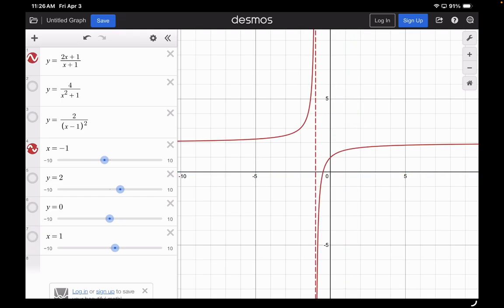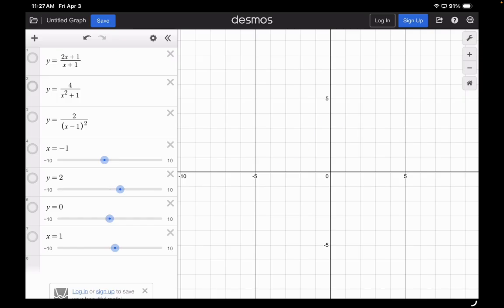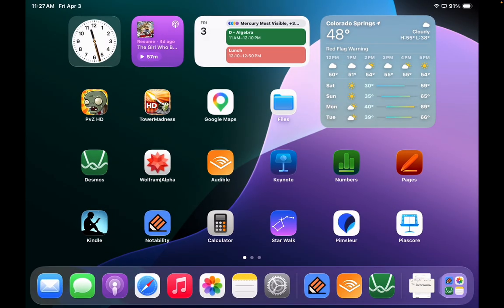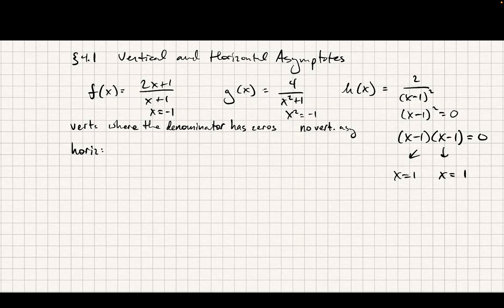It has 2x in the numerator, and it has a horizontal asymptote at y equals 2. And in g of x and h of x, they have a horizontal asymptote at y equals 0, and they don't have an x value in the numerator. That's some good guessing. It's not exactly right. Let me go ahead and give you the rule, and then you can see how it applies to the different graphs that we were looking at. So here's the rule.